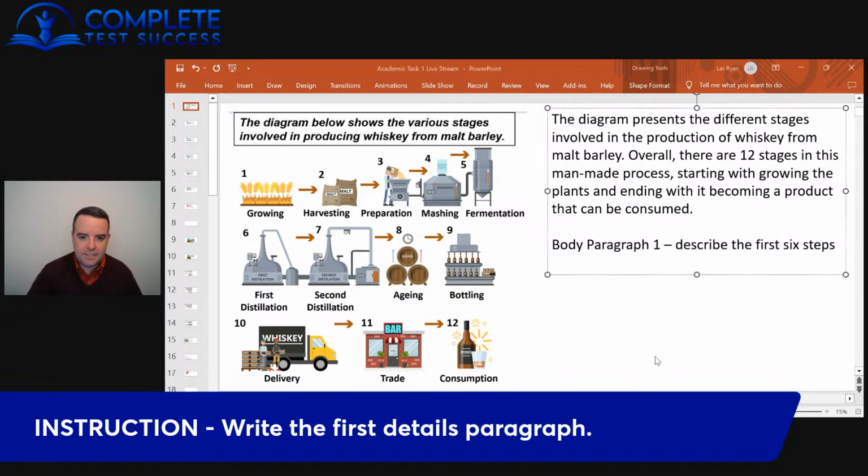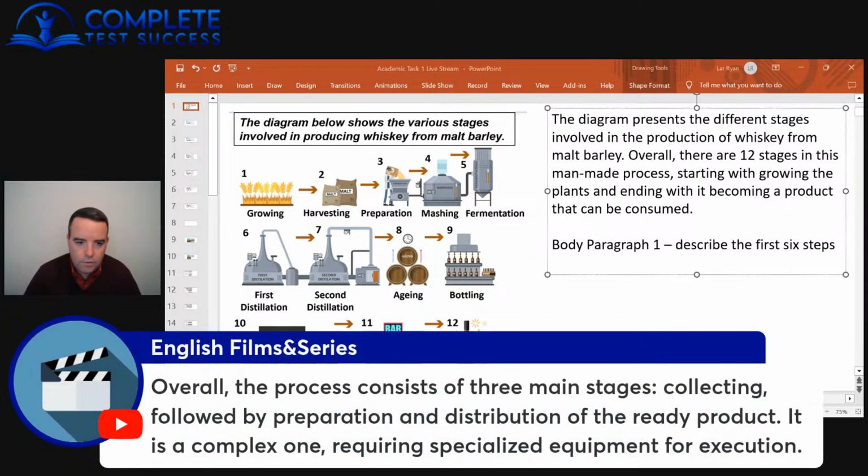We have our paraphrase and our overview. Let's jump into the next one, and I'll continue giving feedback then to the other students who I haven't looked at yet. Okay. English films and series: "Overall, the process consists of 3 main stages." Oh, I don't know. It clearly says 12 stages. So you're trying to create these extra main stages.